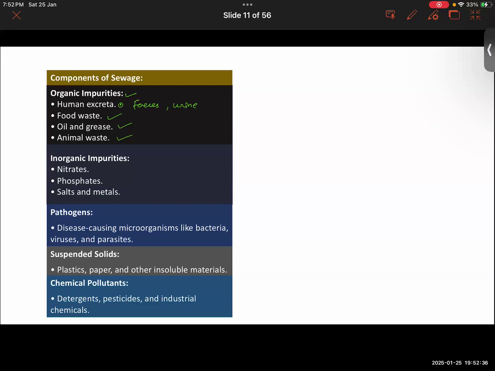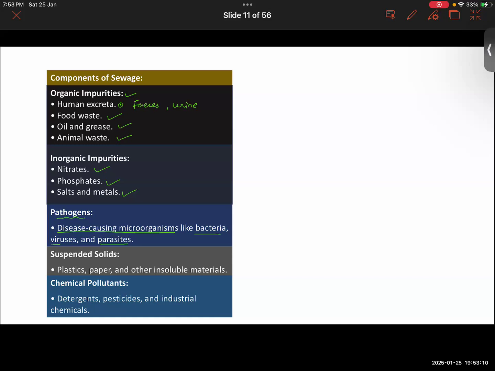Then it has got some inorganic impurities also, right? So inorganic impurities are basically different kinds of chemicals, like nitrates, phosphates, salts, and metals. Then it has got pathogens also. Pathogens are basically disease-causing microorganisms, right? Those organisms that lead to the spread of disease are called pathogens in short. So we have different kinds of bacteria, viruses, and parasites. They are also present in the sewage.